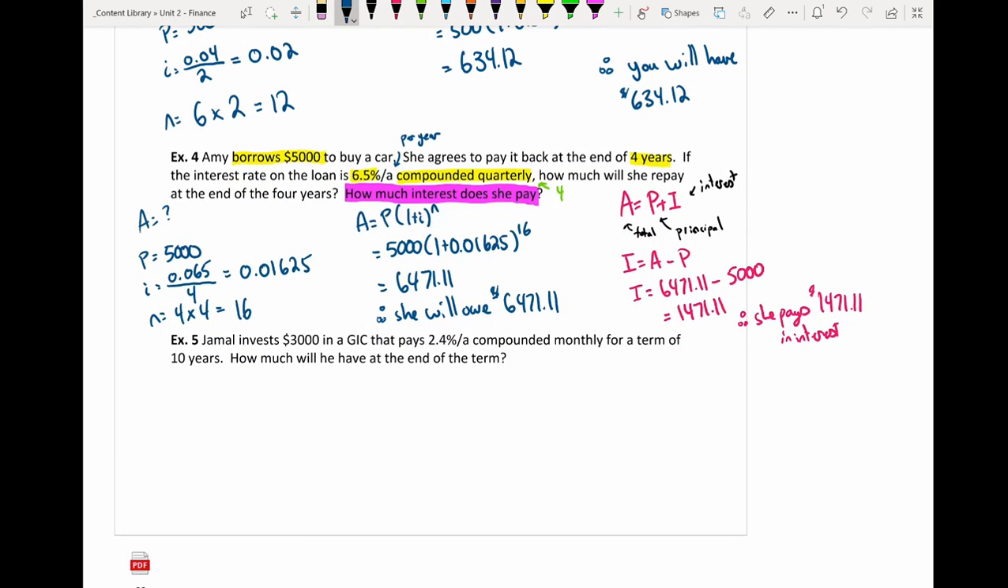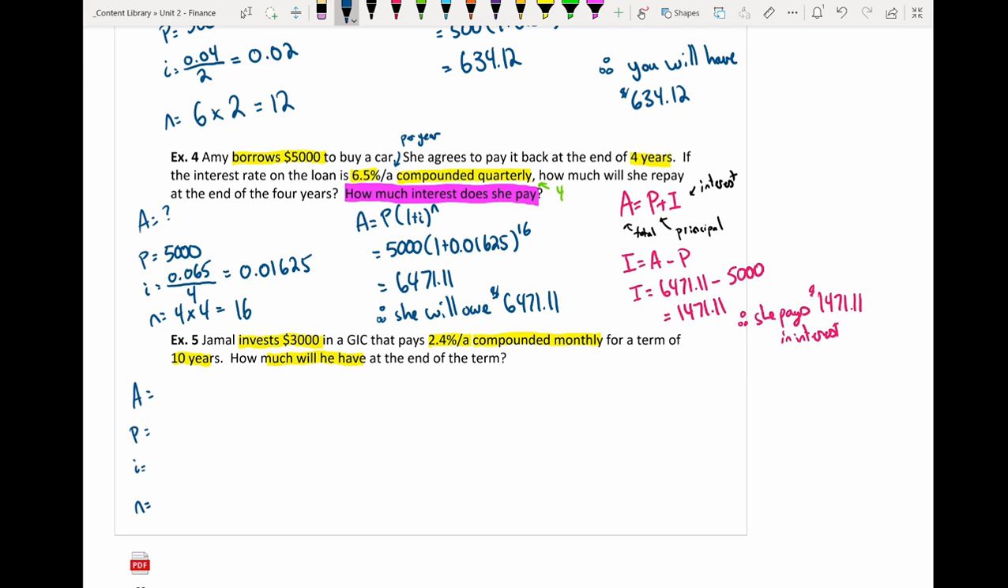In our next example, again, I'm going to write out the A, P, I, and N because we are going to have to find those. So Jamal invests $3,000, so that's key, in a GIC that pays 2.4% per annum, compounded monthly, for a term of 10 years. How much will he have at the end of the term? So I've highlighted the key things as I've gone through it. If you didn't, feel free to go back, reread it, and then highlight some of the important things.